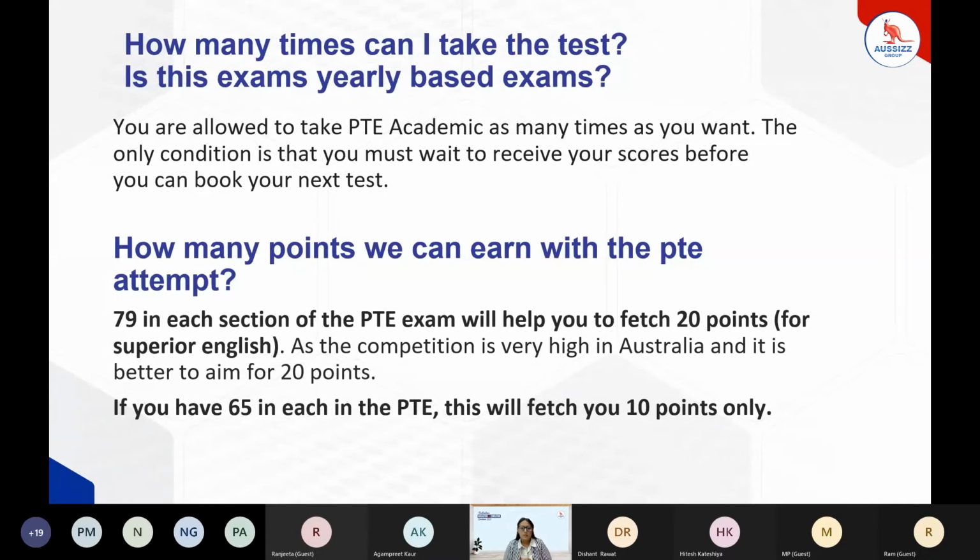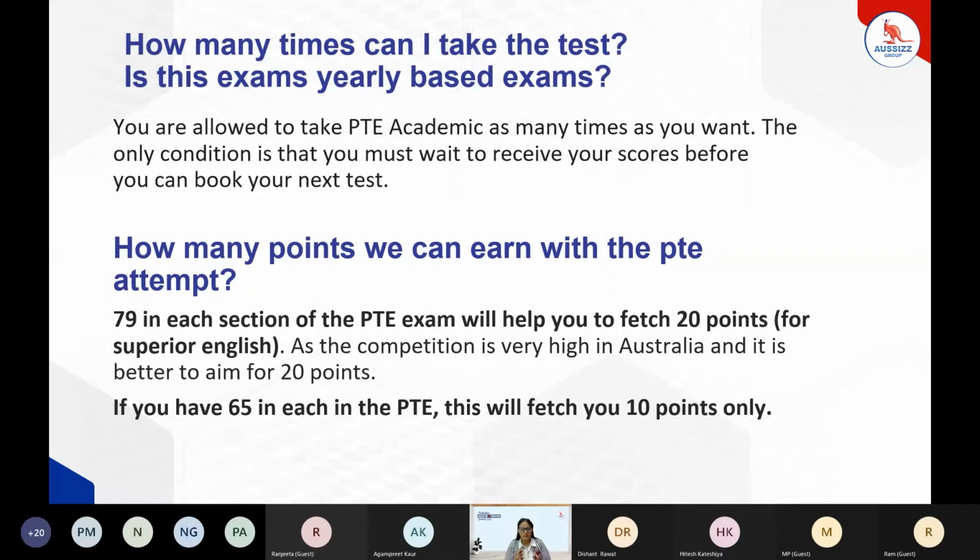All right, so how is it going to really help? It is adding points for you. If 79 plus is achieved in the PTE exam, you will fetch 20 points. If you are achieving 65 plus, it will fetch you 10 points. Right, so it is one sort of advantage. If we get more scores in the PTE exam, we can get good points and we can apply easily.